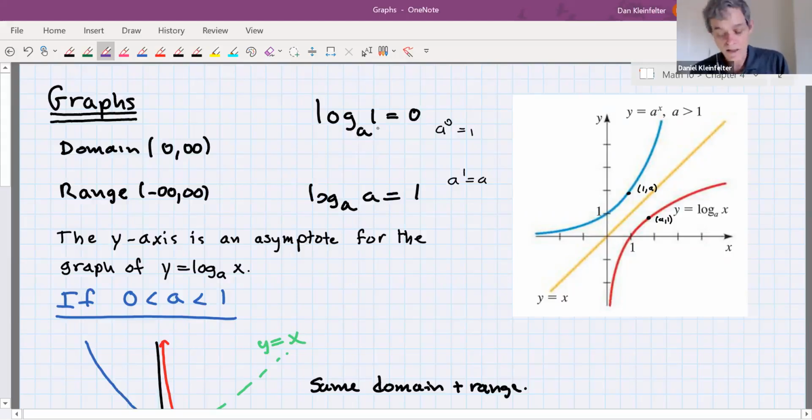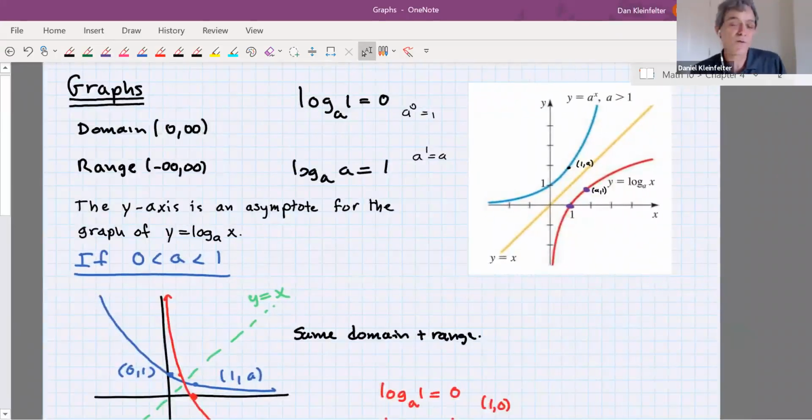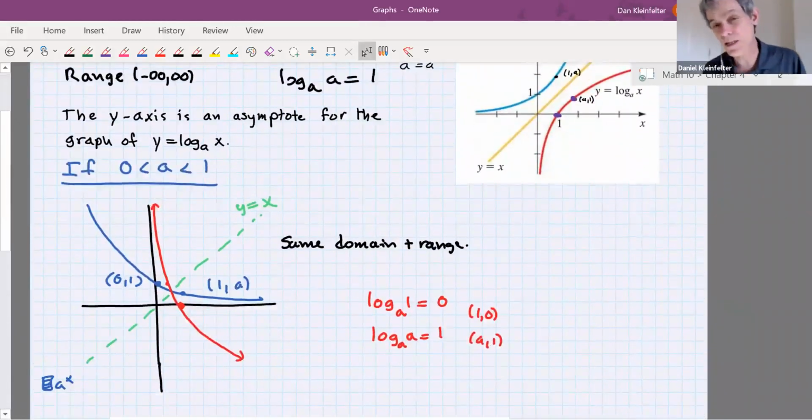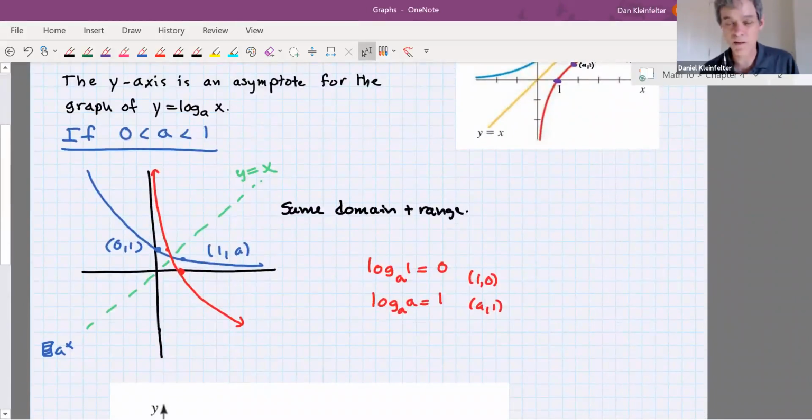The base a logarithm of 1 is 0 because a raised to the 0 power is 1. The base a logarithm of a will equal 1 because a raised to the first power is a. Okay, so there's two kind of important points on the graph of the logarithm. That's the point (1, 0) and the point (a, 1). The graph of the logarithm for a bigger than 1 looks like that. That is going to be the most frequently seen graph because the two bases that we end up using for logarithms are both bigger than 1.